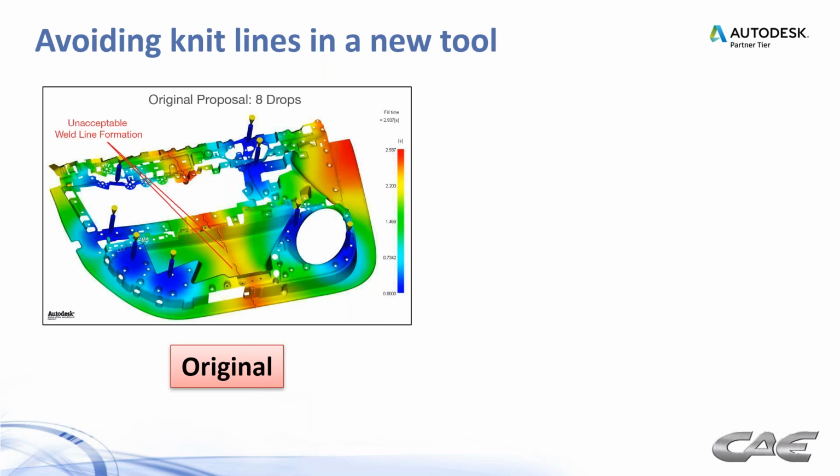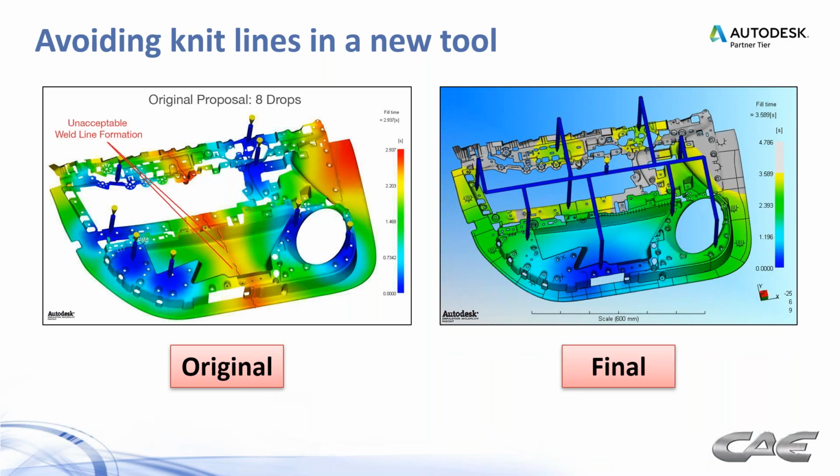So after iteration after iteration after iteration, and I think on this particular project we went through some 20 to 30 iterations, we came up with this. So all direct gates, as you can see, we start with this gate on the bottom, let the flow get through the map pocket without any knit lines, and then we start boosting it from there. So we're able to sequence from the bottom to the top and avoid the knit lines in that bottom area there.